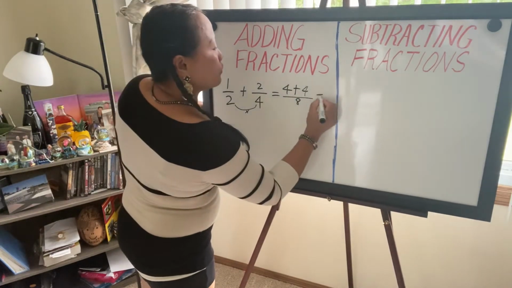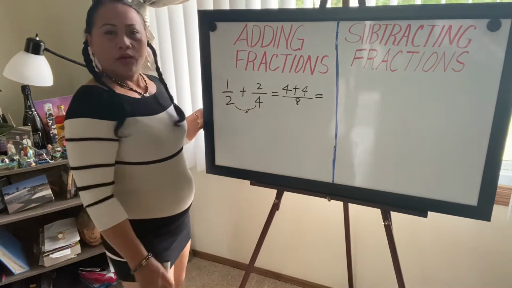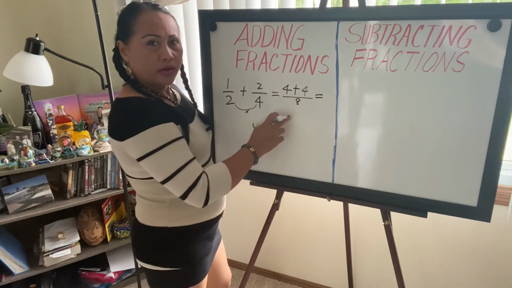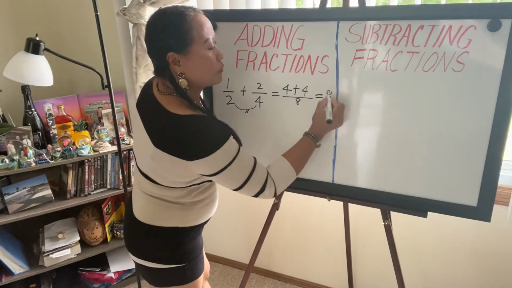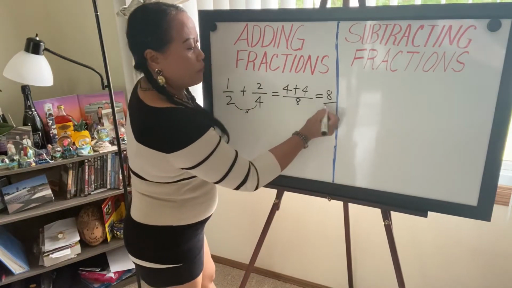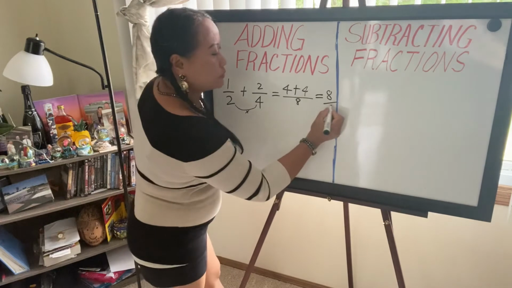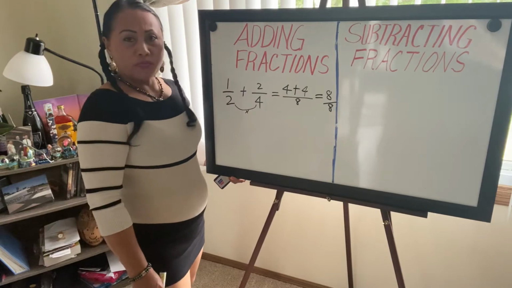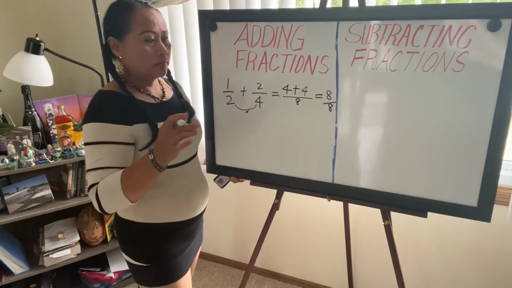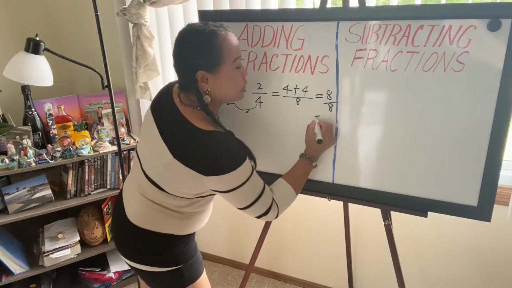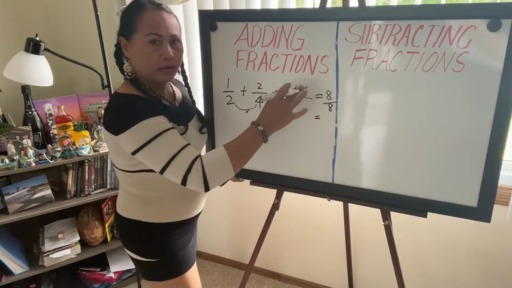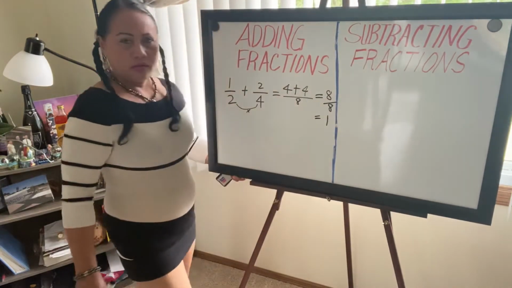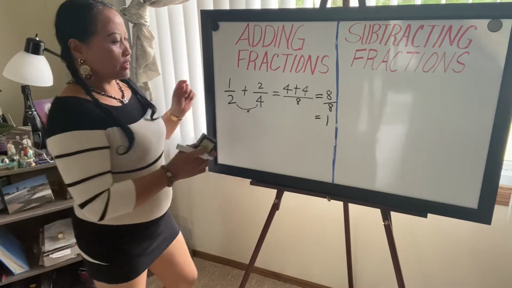Okay? Now, you can add the numerators. 4 plus 4 equals 8 over 8. So 8 over 8 means 8 divided by 8. So, what is the answer? How many 8s in 8? There is only 1. So the answer is 1. Okay? Another example.